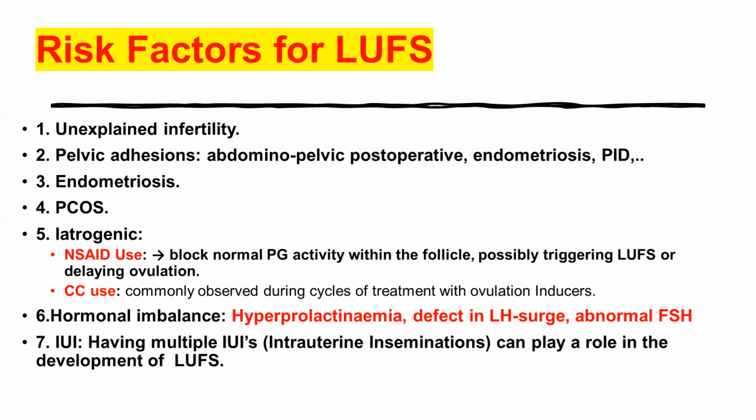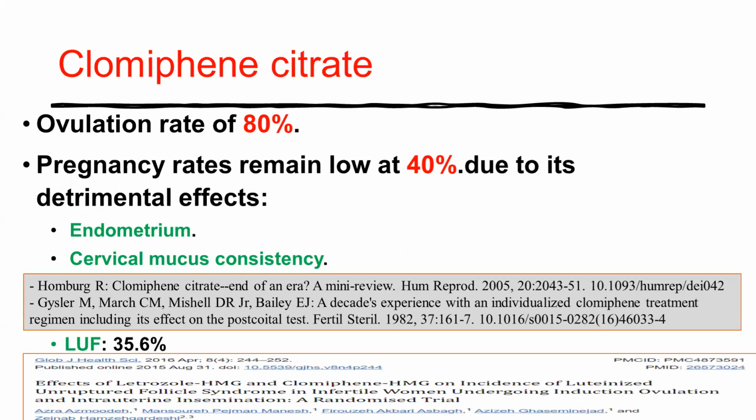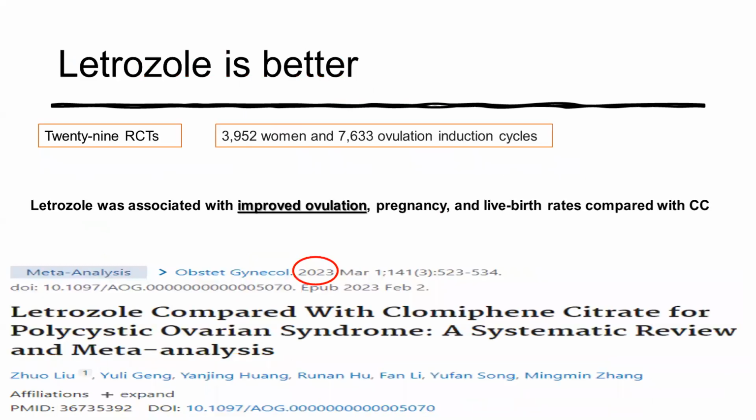These are the high-risk factors for developing luteinized unruptured follicle. If we go through these risk factors in short, we will see that clomiphene citrate is associated with an ovulation rate of up to 80%, but the pregnancy rate is as low as 40% due to many deleterious effects of clomiphene citrate on the endometrium and on the cervical mucus. Also, in 35% of cases there is luteinized unruptured follicle, as mentioned in some studies.